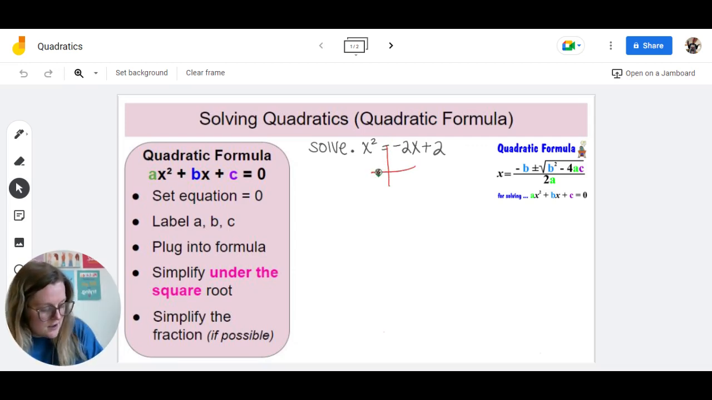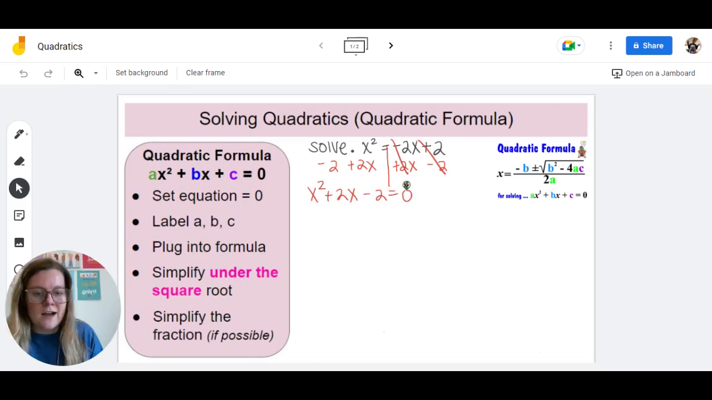So I'm going to add 2x to both sides. And I am also going to subtract 2 from both sides. So I'm going to put all that together. I have the x squared plus the 2x and then minus 2. So now I have that whole equation set equal to 0. So step 1 is done.